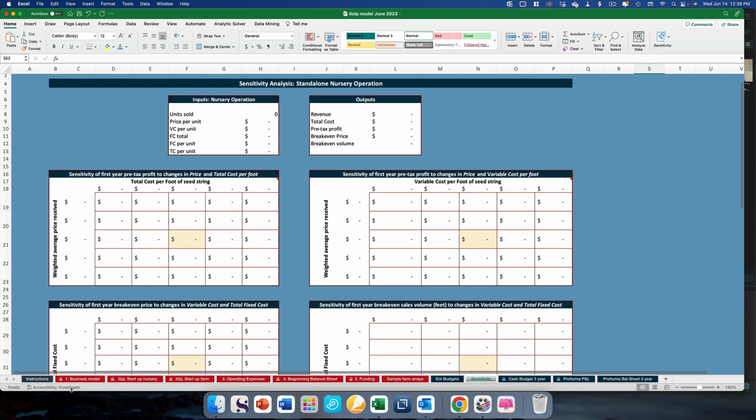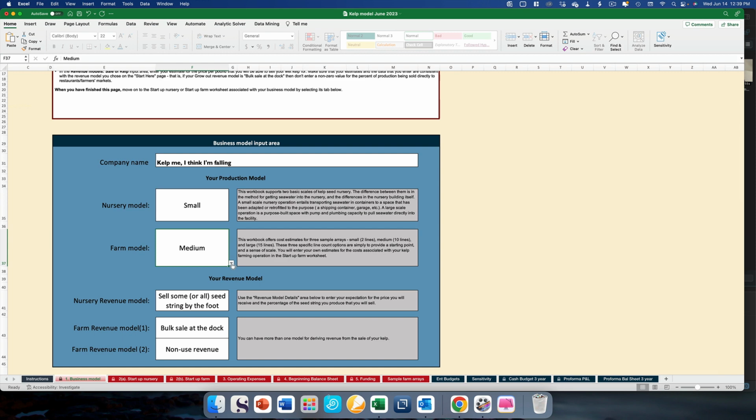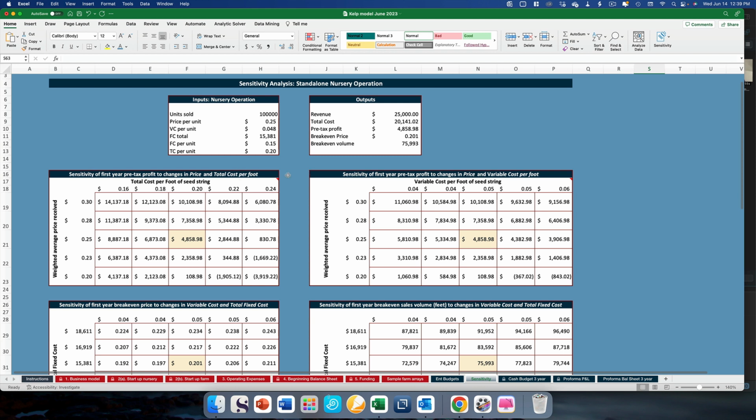But let's just go ahead and create a standalone nursery business model so we can show you how the sensitivity analysis works. So let's see, we're going to make our farm model none, and that will populate our sensitivity for a standalone nursery. Okay, so in each of these tables, we're selling 100,000 feet of string at 25 cents a foot. Here's our variable cost, which we picked up from the enterprise budget. Here's our fixed cost total, fixed cost per unit, total cost per unit, right?